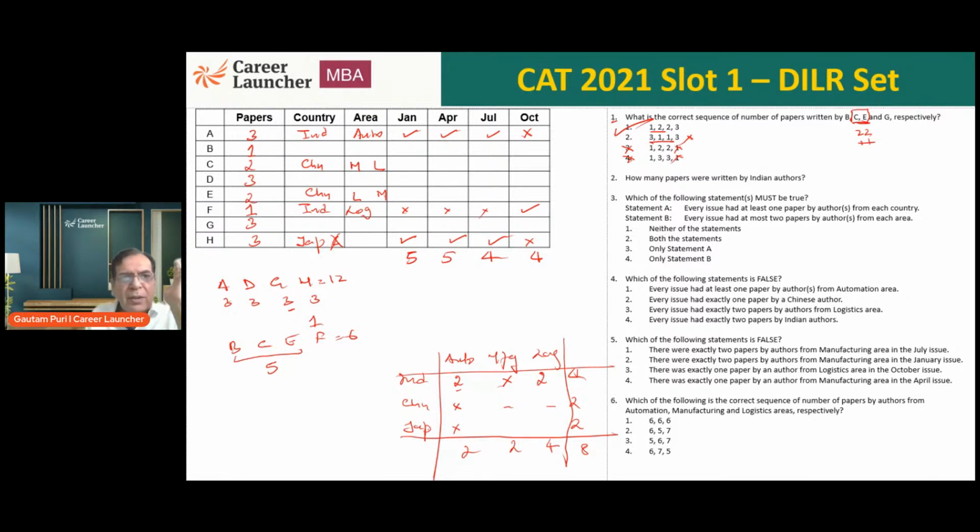I have done one question so far. Okay. And let me look at question number 2. How many papers were written by Indian authors? Again, I'm just highlighting the important parts. Indian authors, this one we have already done. And question 6 is my jugaad question again. It's numbers, so let's have a look.